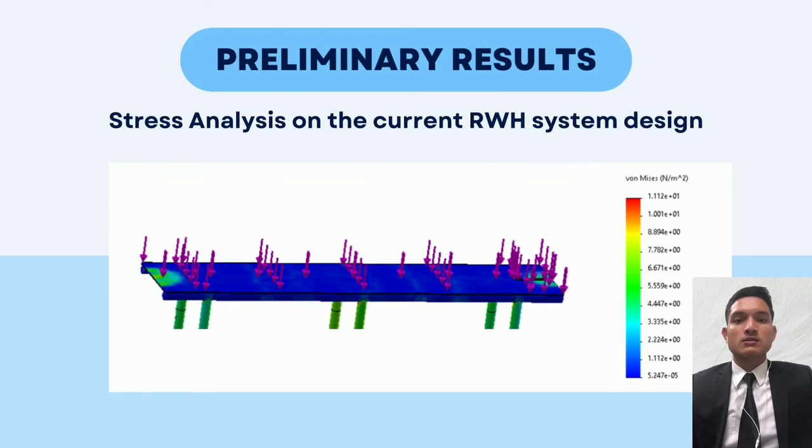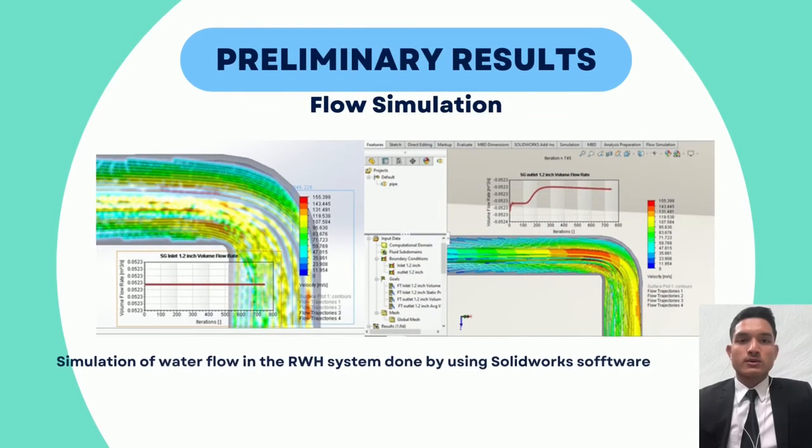Hence, the current design of the rainwater harvesting system is strong enough to withstand the maximum weight of the full capacity water tanks. Okay, next we go to our flow simulation. The figure above shows the simulation of water flow in the rainwater harvesting system done by using SolidWorks software. The flow simulation is used to determine the present water flow rate of the rainwater harvesting system. Even though there is water flow, it is very low and is not suitable for everyday use.